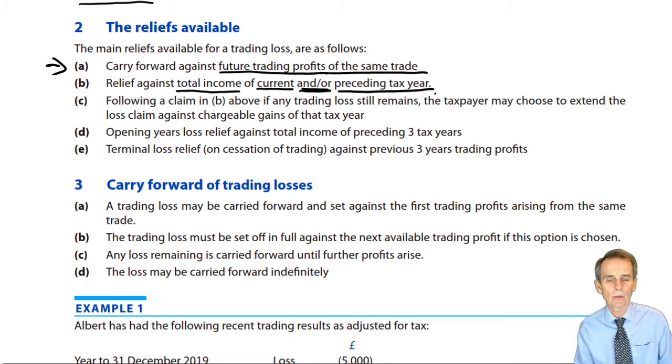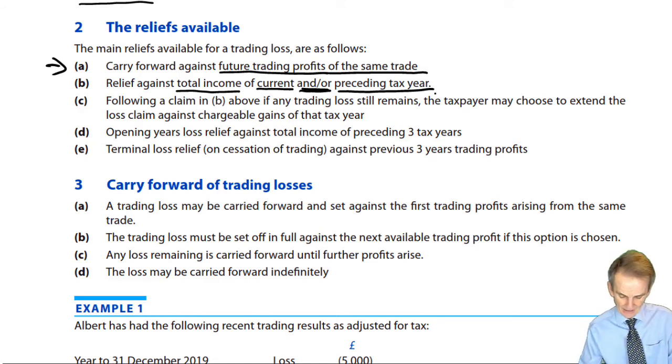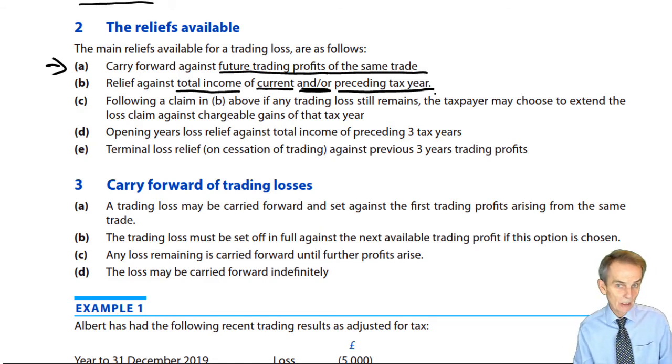Flexibility there in terms of what you choose to claim, but once you choose a tax year in which to claim it, be it the current, be it the preceding year first, whichever one you choose, then it will go against all of that total income. Again, no partial claims. Now, other than that, there are three other reliefs that we'll need to be familiar with.